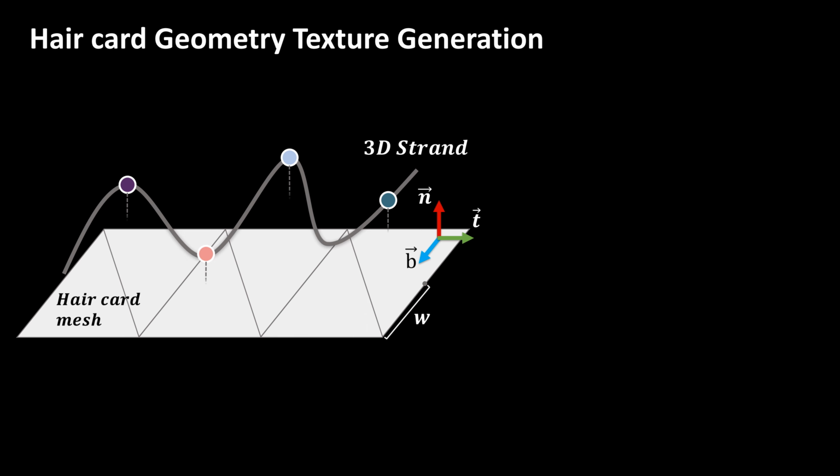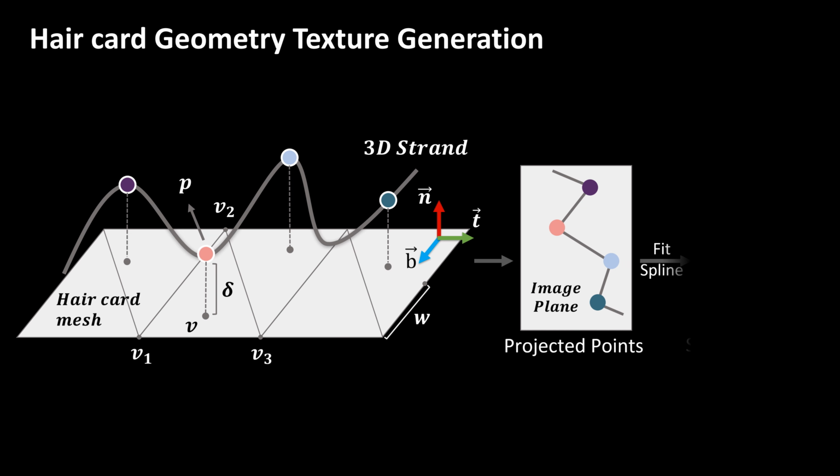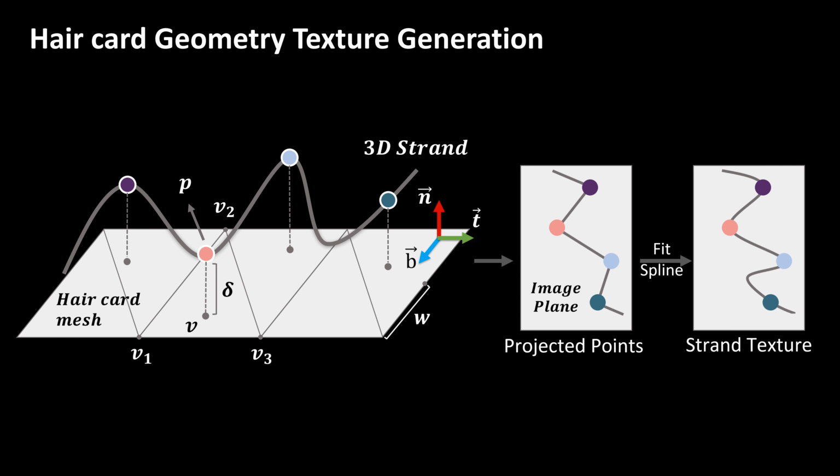The strand's points are projected onto the hair card, then represented by the barycentric coordinates and a delta offset along the mesh surface normal. On the UV plane, the projected points are connected and fitted by a 2D spline curve to form a 2D strand texture.